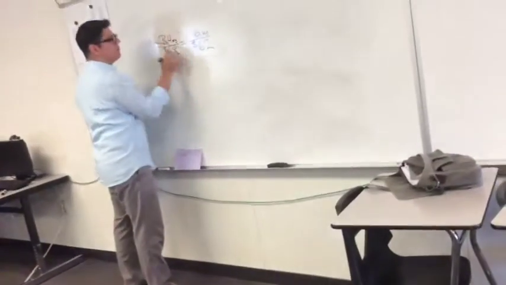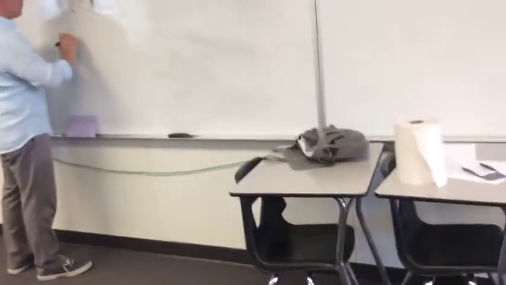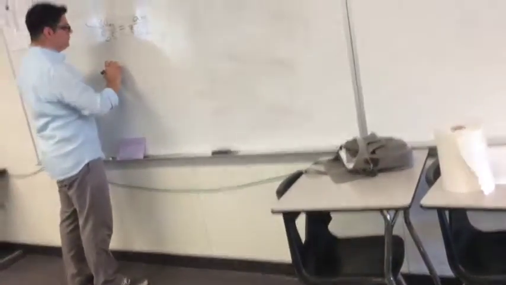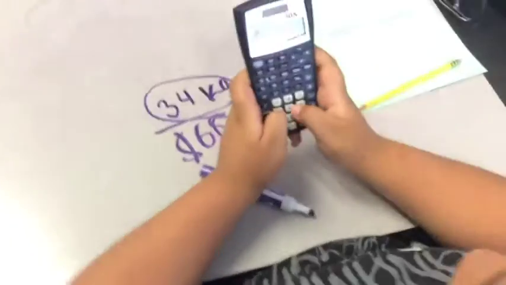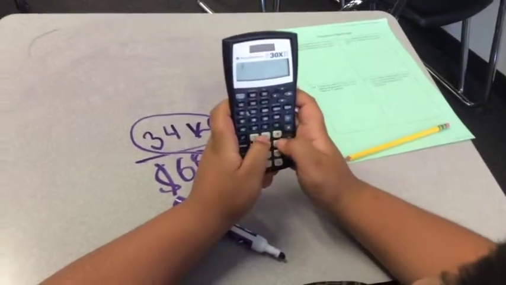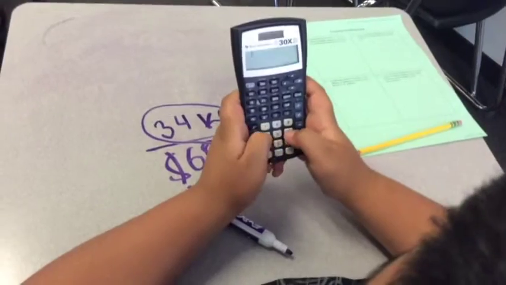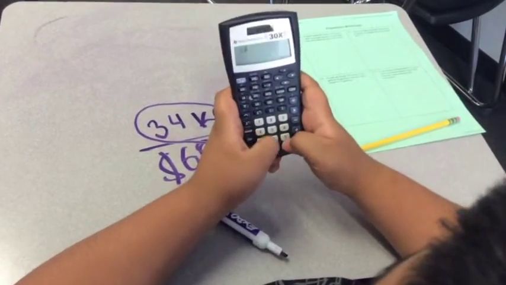What are we multiplying? Can I tell you? No, don't give me the answer. What are we multiplying? We're multiplying 34 times 62. No, you don't need to give me the answer right now.